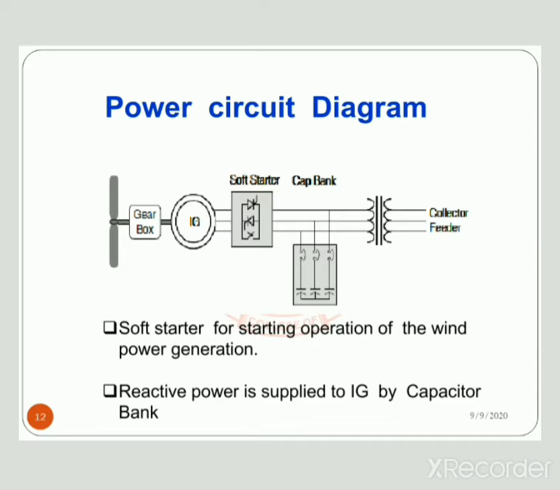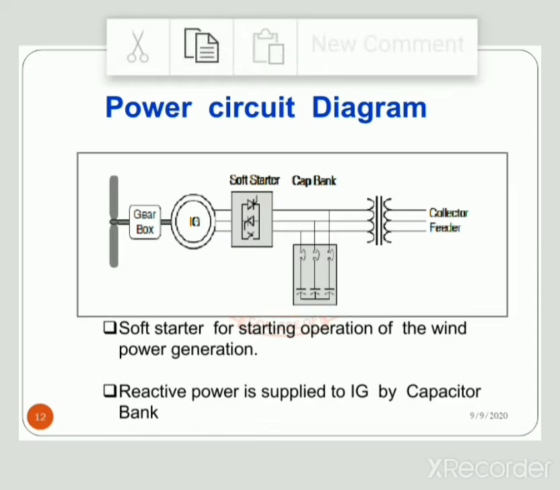generation. In that particular system, if the wind pressure is higher, the gear in the gearbox is increased, and when the wind pressure is lower, the gear in the gearbox is decreased. So according to wind pressure it is automatically changed. One more important thing in that power circuit diagram: the capacitor bank is connected in parallel for smooth operation as well as connection of energy, and reactive power is supplied to the IG by this capacitor bank.